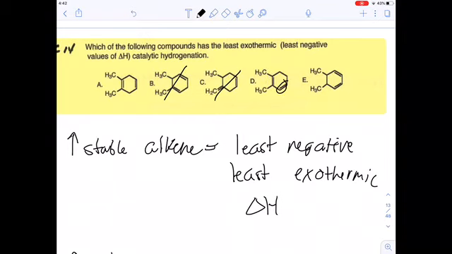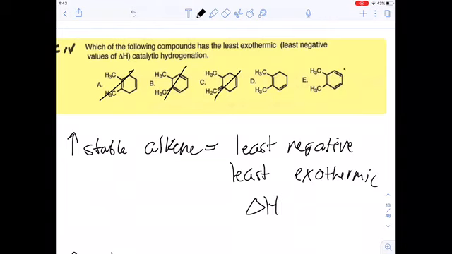Then D is pretty similar to A. They have one that's substituted on all sides and then one that's half substituted. So it's 2 carbons and 2 H's. The difference between D and A is that D is conjugated. So these double bonds can actually resonate with each other, whereas the ones in A cannot resonate because they're too far apart. So D is actually going to take over A in this one, and we can cross out A.